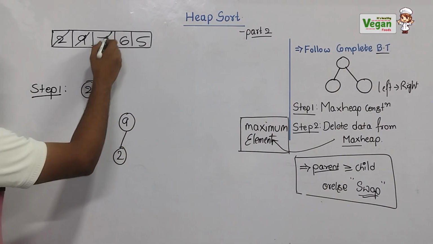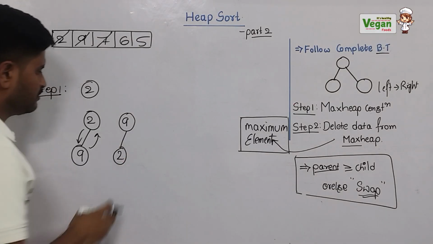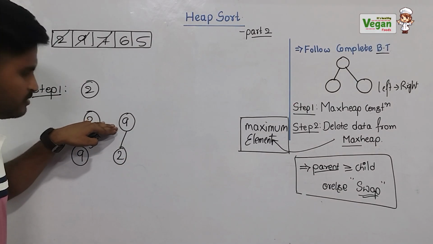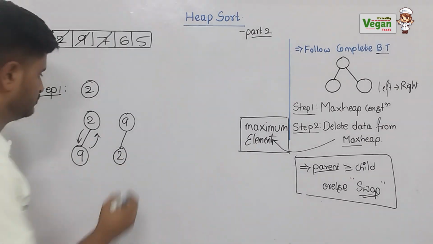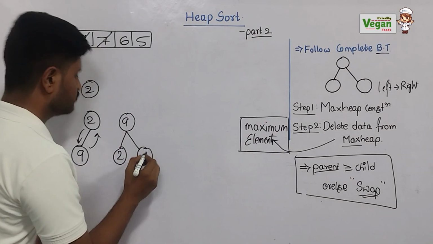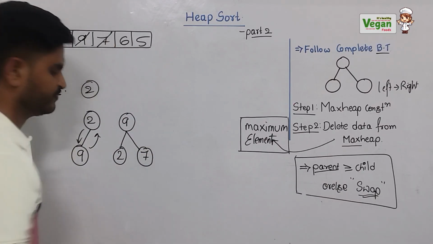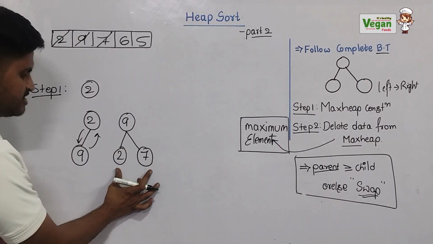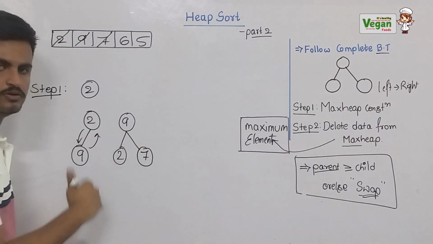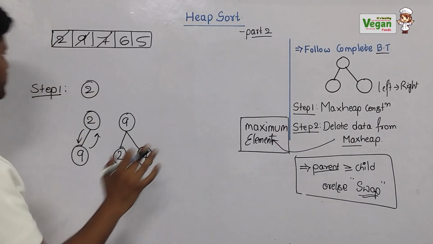Next, let's insert 7. So this is the parent node. First you inserted the left node. Now what you must insert? Right node. So in the right node you will be inserting 7. See whether it is following this condition. The child nodes are less than parent node. So it is following the condition.